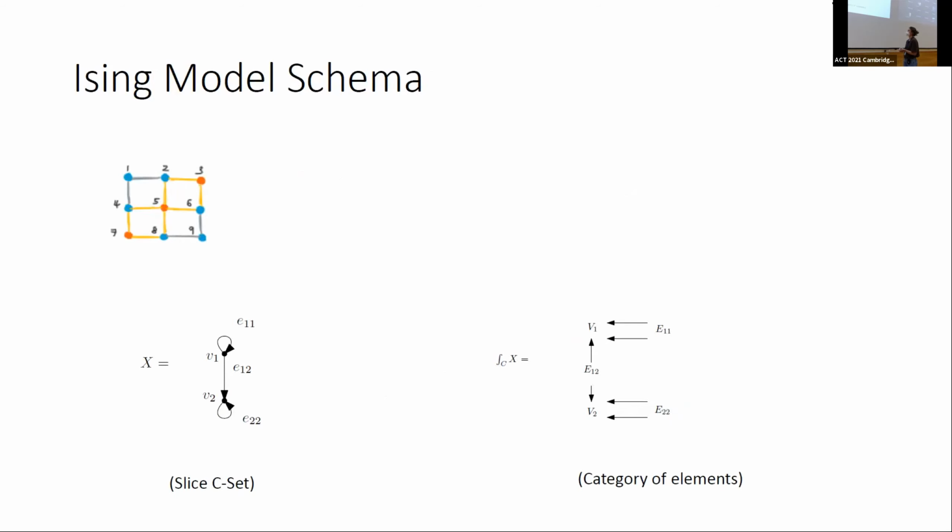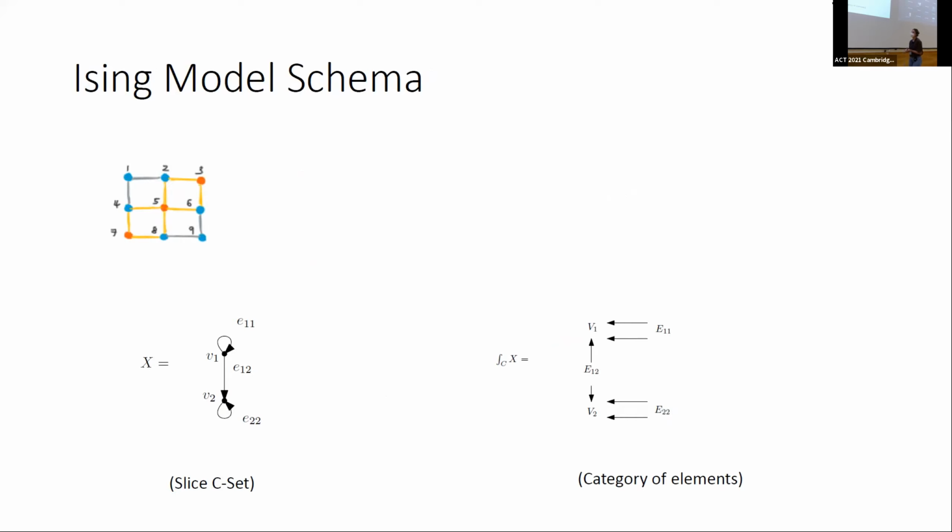We're looking at the Ising model, for which the machinery of category theory is a bit too heavy, but it's a well-studied Monte Carlo Markov chain example, so we thought we'd look at that first. The slice is the thing on the left, and the category of elements, which is going to be our schema, is the thing on the right.